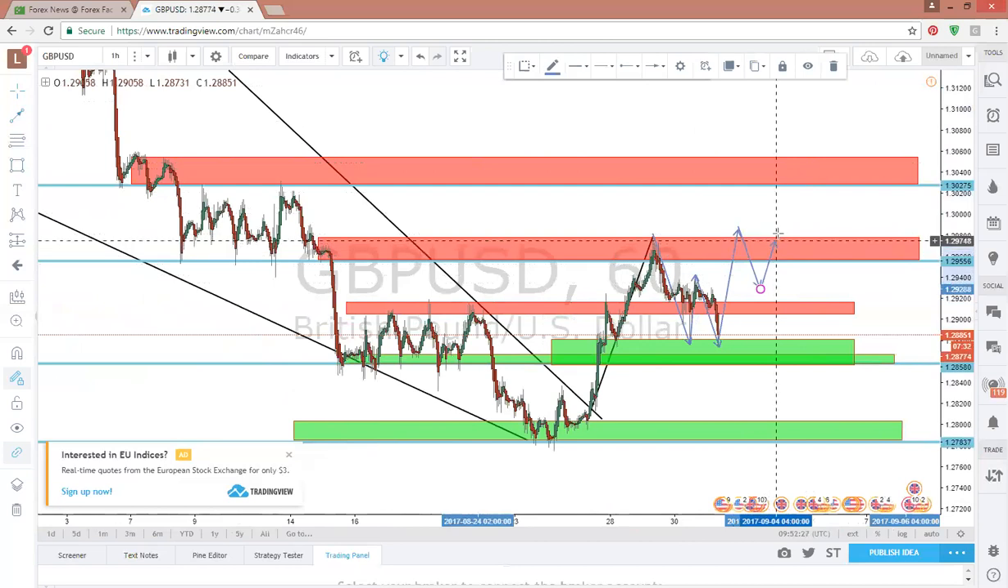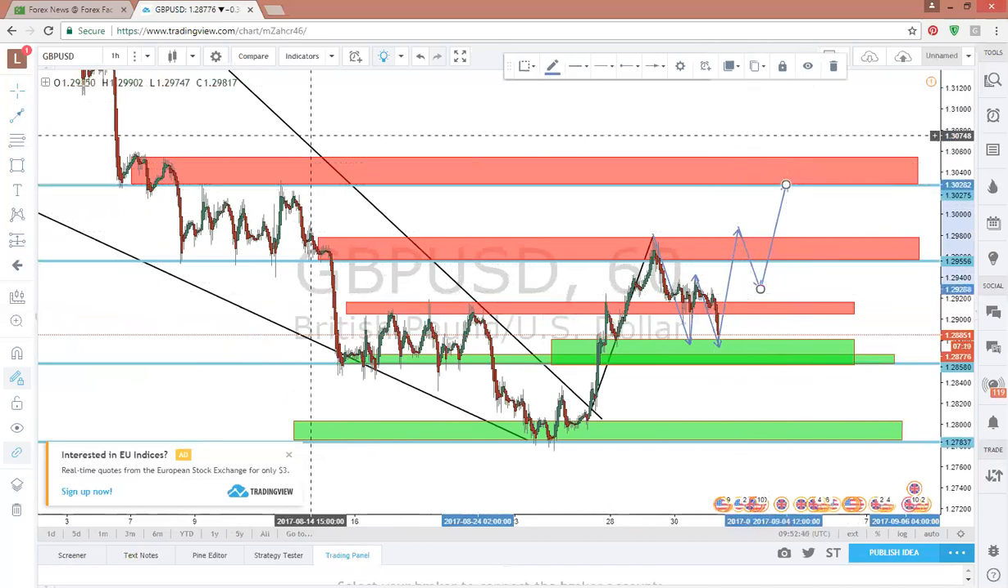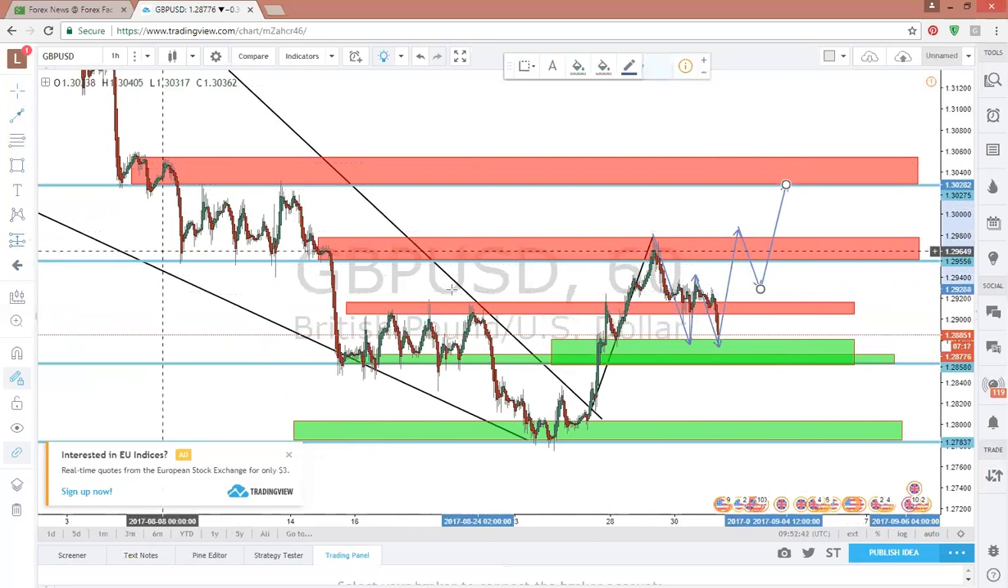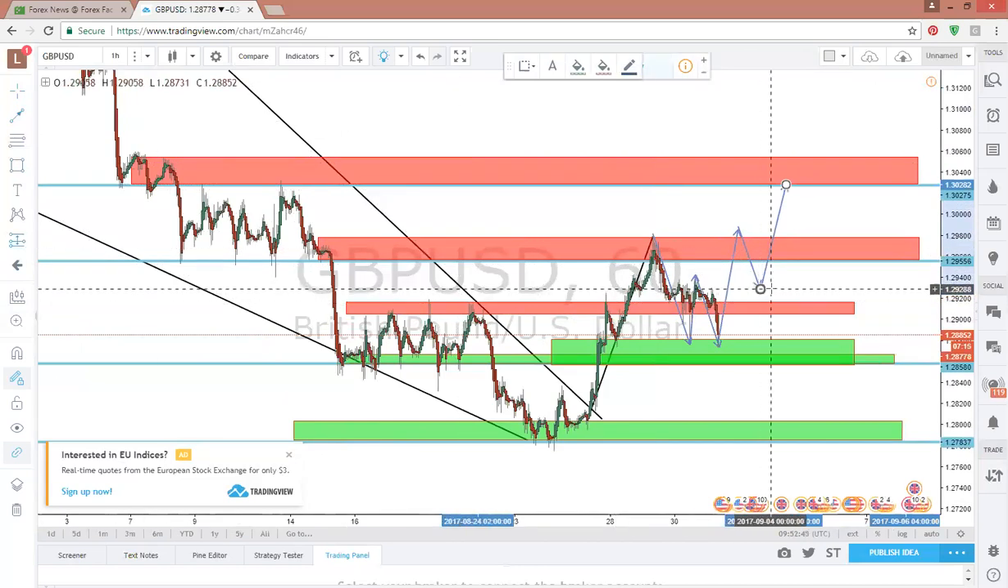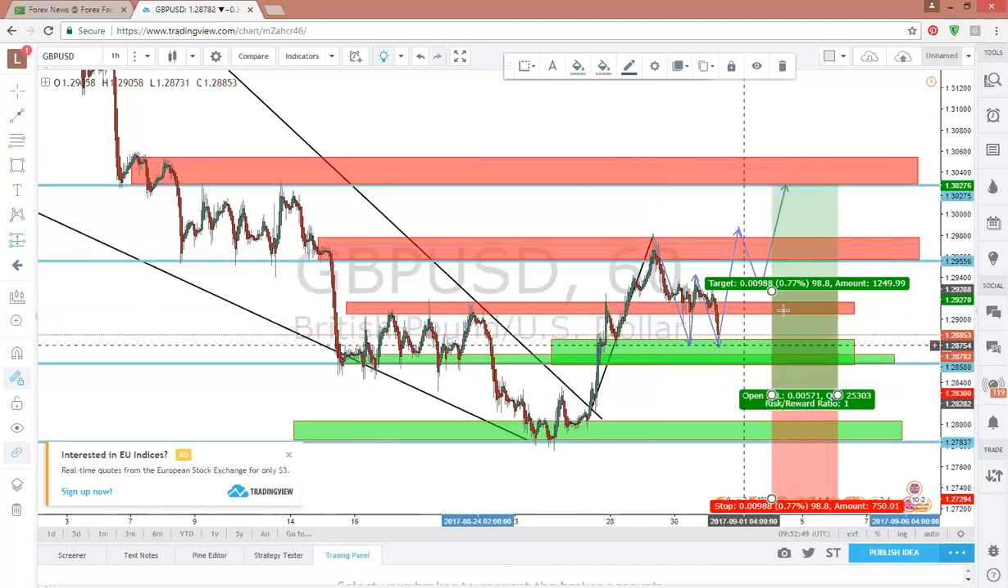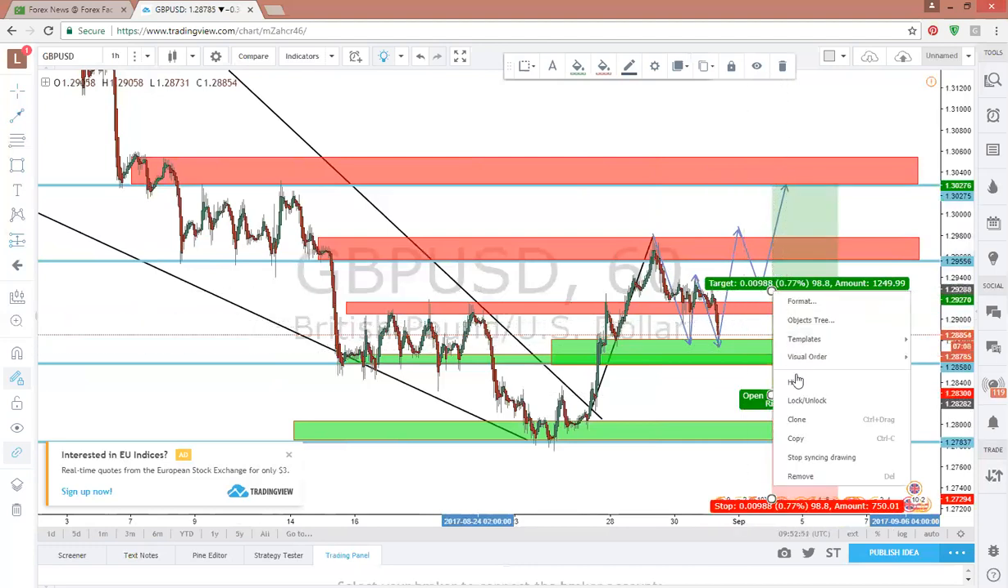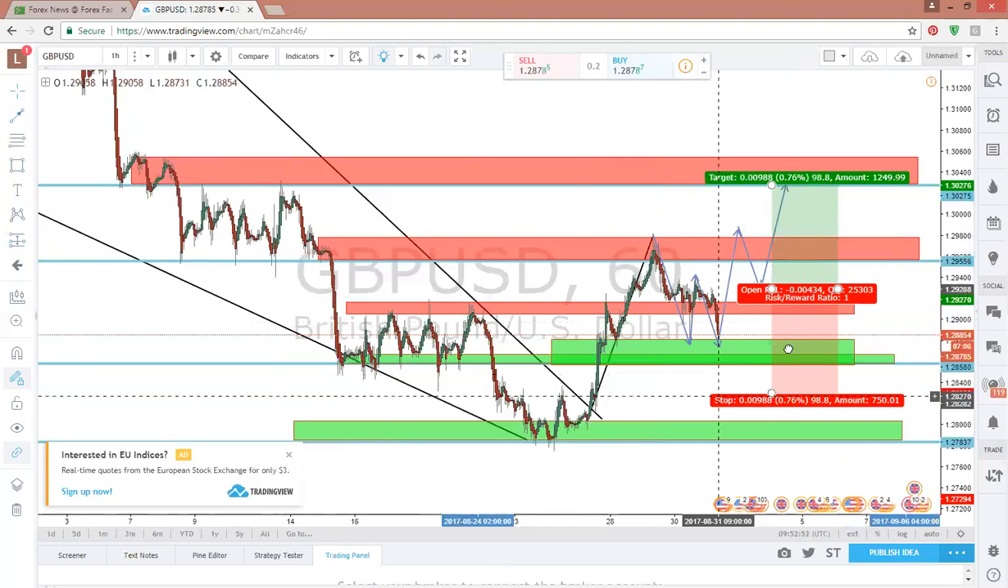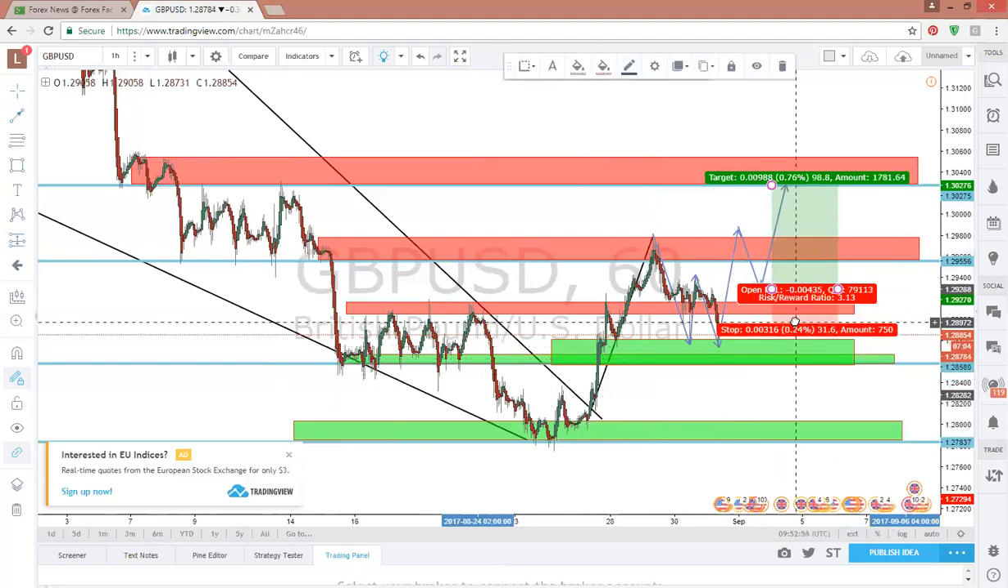My first take profit will be at 1.298. I will take maybe half of my profits, and my second take profit will be at 1.30. Then my stop loss, if I enter in, my entry is there, my stop loss will be somewhere here.